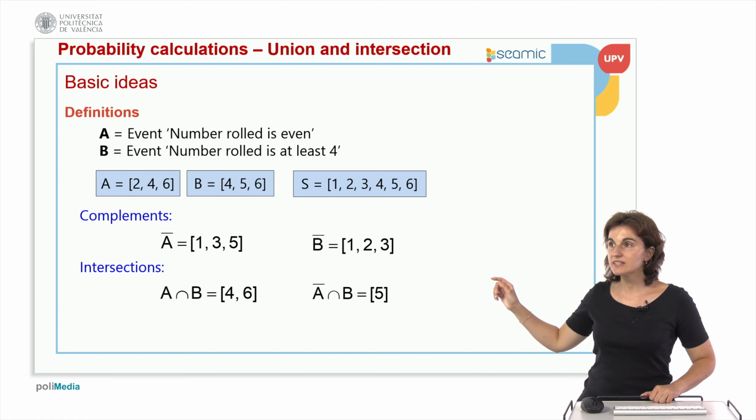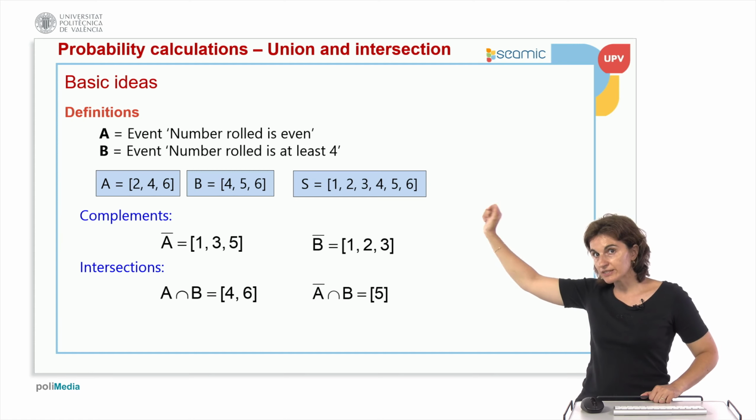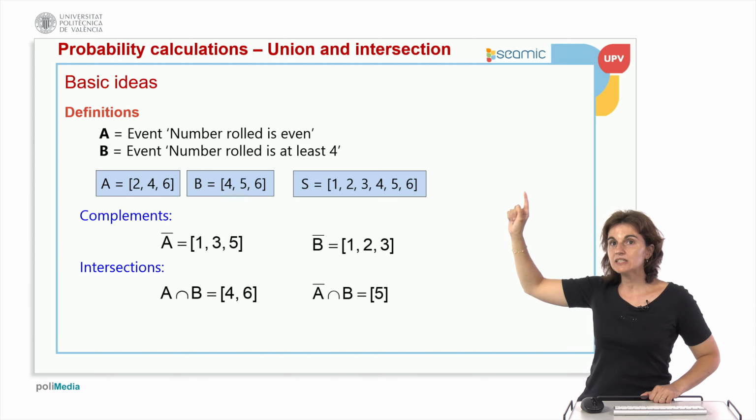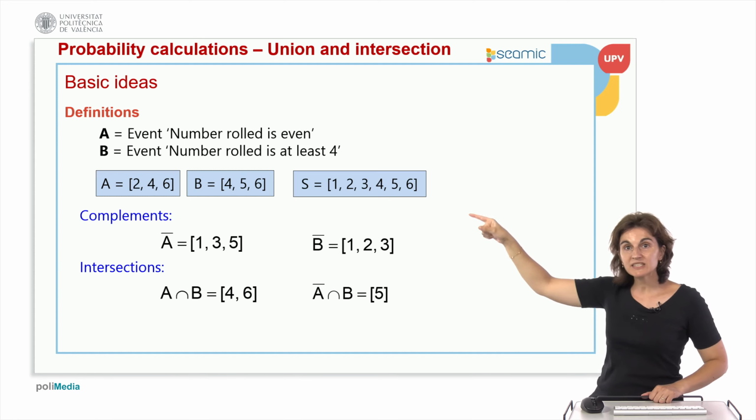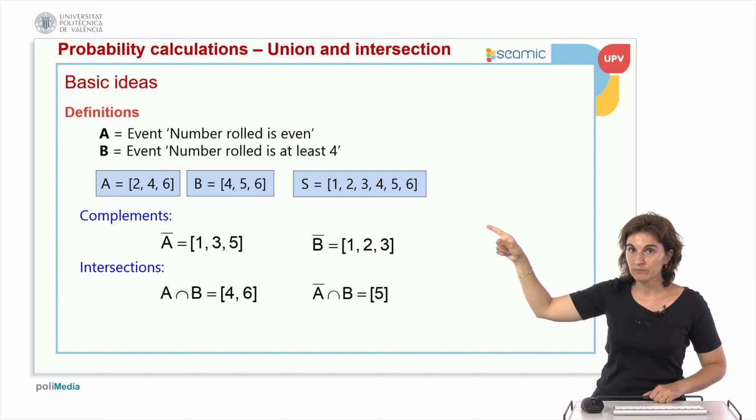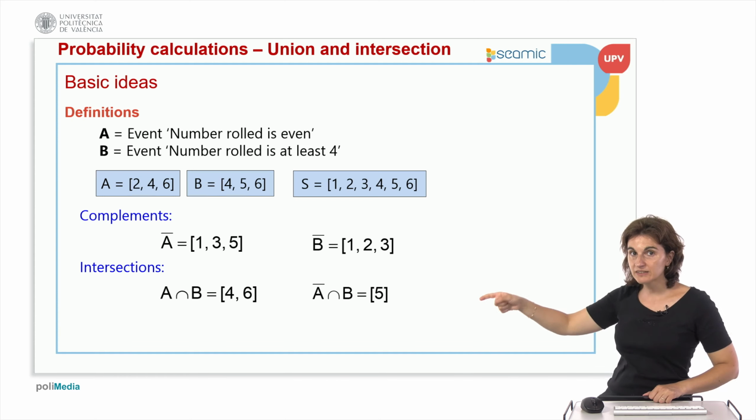Why? Because 4 and 6, as you can see in the sample set, belong to each of the sets of numbers included in A and also B. They are present simultaneously at the same time. This is why they are classified in the intersection.